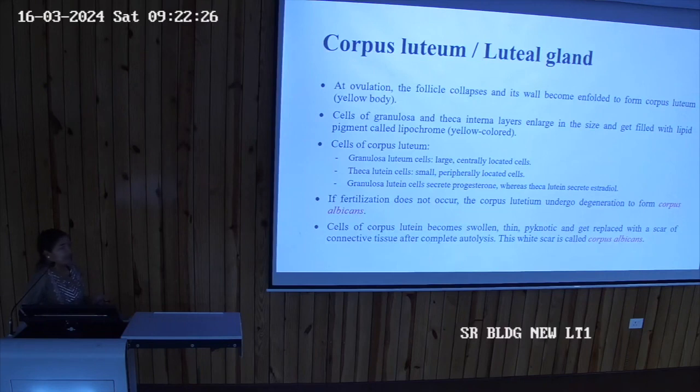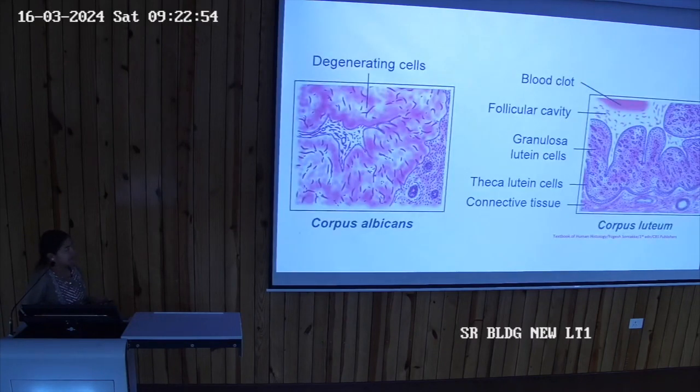So if fertilization does not occur, this corpus luteum which was secreting the progesterone will undergo degeneration to form the corpus albicans. The scar-like white structure is called the corpus albicans. So you have the degenerated corpus luteum, and the degenerated structure after the corpus luteum is the corpus albicans. So this is how the corpus luteum looks, and this is the degenerated structure of the corpus luteum, which is fibrous. You can see the fibers and the degenerating cells in the corpus albicans.